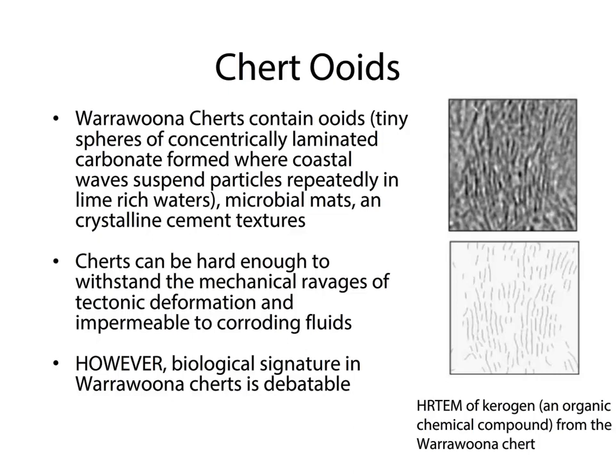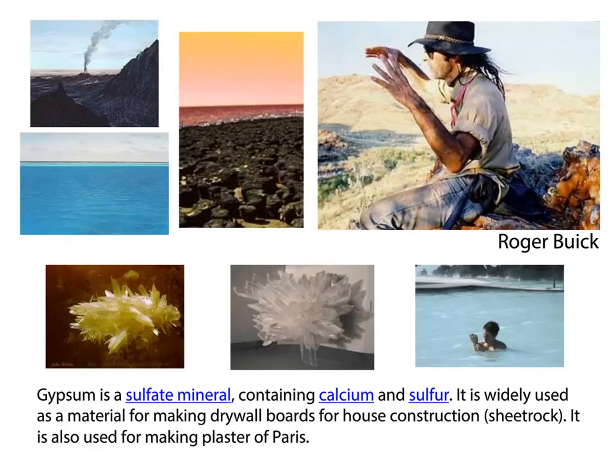So we've got our Warrawoona cherts, we've got ooids, okay, which again are concentrically laminated carbonate formed where particles are suspended and they form around those crystals. And so it's interesting because it might be a sign of biological life, but it might not. Okay, so the fun of science, maybe, maybe not. Welcome to science, guys. Now, the third thing that is found with regards to Warrawoona is gypsum.